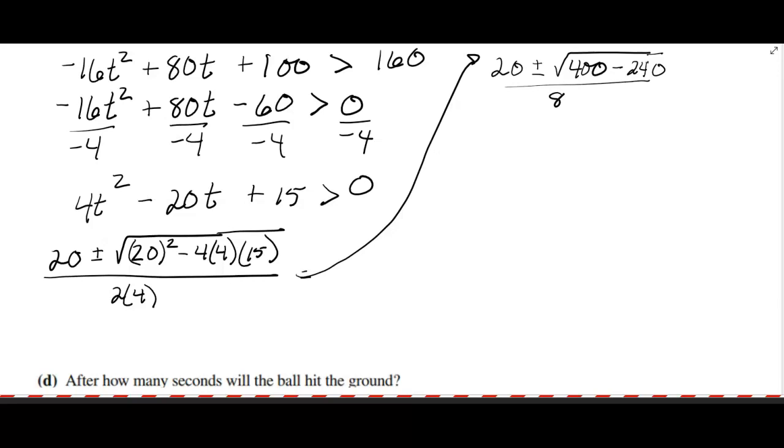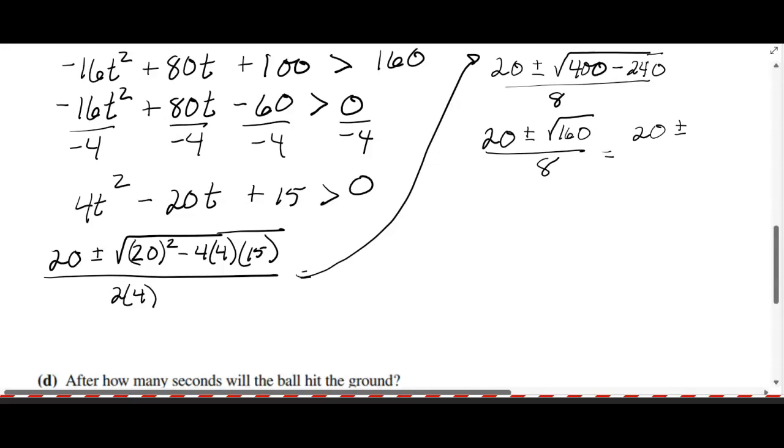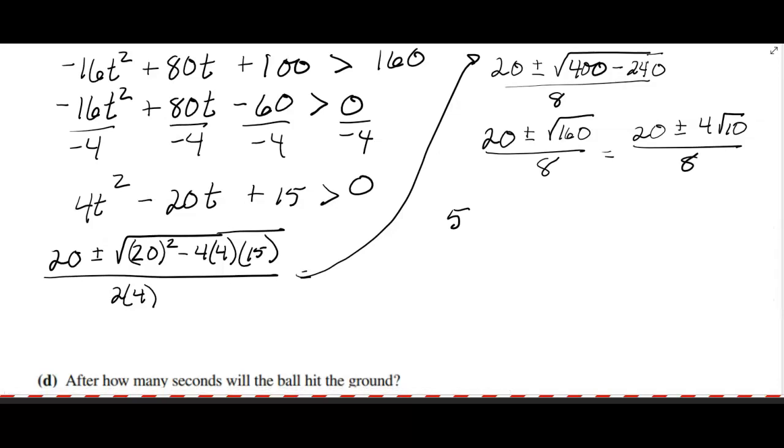Over 8. And then I had 20 plus or minus the square root of 160 over 8. And that simplifies to 20 plus or minus 4 times the square root of 10 over 8. And you could divide the 20, the 4, and the 8 all by 4. So that turned out to be 5 plus or minus the square root of 10 over 2.